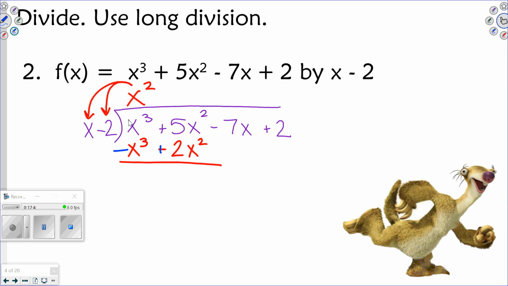All right, so x cubed minus x cubed. If that doesn't cancel, what happened? You did something wrong, because it should. And then 5x squared plus 2x squared is 7x squared. And then I'm going to bring all of this down, because sometimes, and you'll see in problems coming up, things don't line up perfectly, and it's easier to see it all on one line. And then our process starts again. So what do you multiply x by to get 7x squared? Positive 7x.